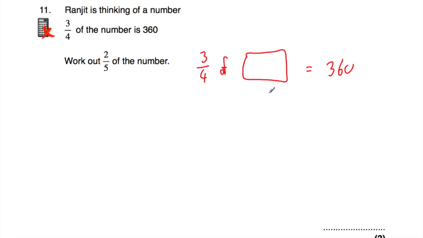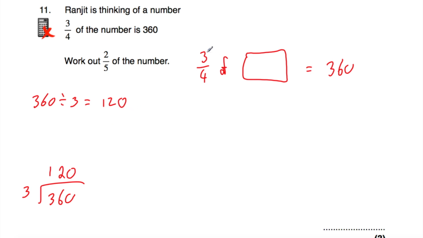So if we knew Ranjit's number, we would divide it by the bottom, we would divide it by 4, and then we would times by 3, and we would get 360. So let's work backwards. Let's divide by the top, so let's divide by 3, and 360 divided by 3. It's a non-calculator question, so you could do 36 divided by 3 is equal to 12, and then put the 0 on, so 120. Or you could do your bus shelter method and do 360 divided by 3. How many 3's go into 3? 1. How many 3's go into 6? 2. And how many 3's go into 0? 0, so the answer would be 120.